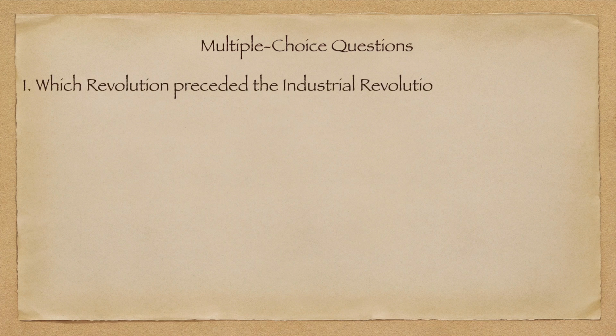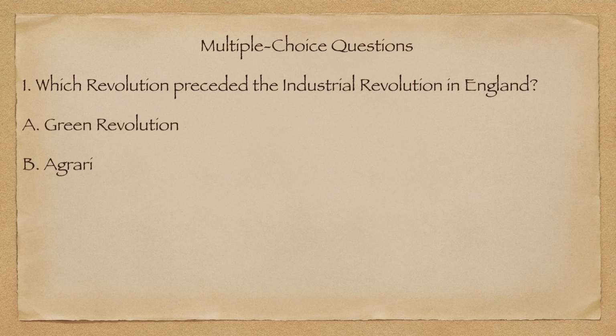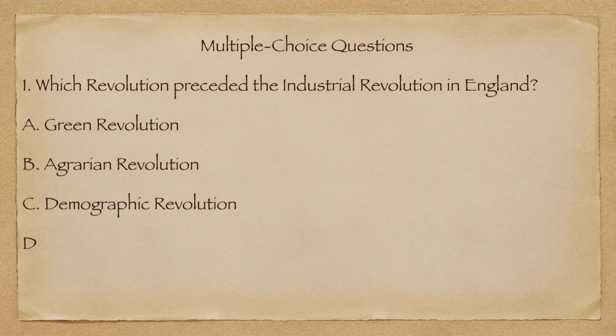Multiple choice questions. 1. Which revolution preceded the Industrial Revolution in England? A. Green Revolution. B. Agrarian Revolution. C. Demographic Revolution. D. Happiness Revolution. Answer. B. Agrarian Revolution.